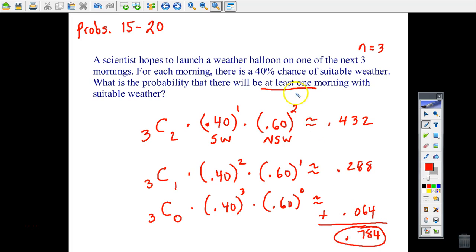Okay, so read the question carefully. If it says exactly and then a certain number, then you're only doing one term in the expansion, but you may see a phrase like at least or at most or something along those lines, which denotes we're going to have a range of these terms of the expansion that will have to be calculated and then added together.